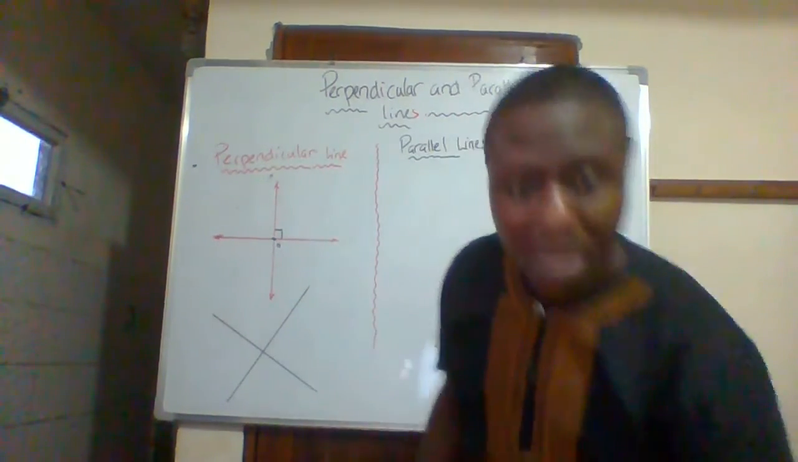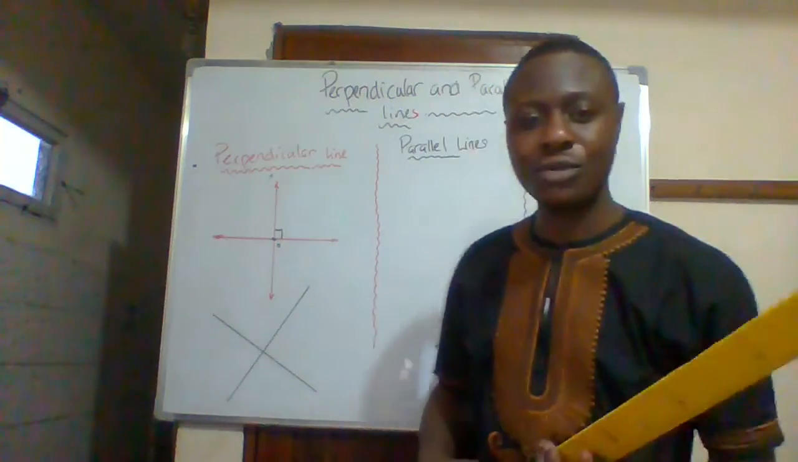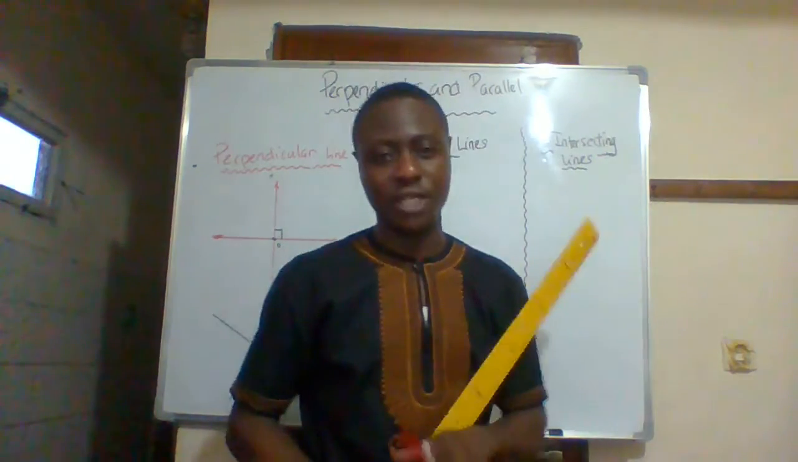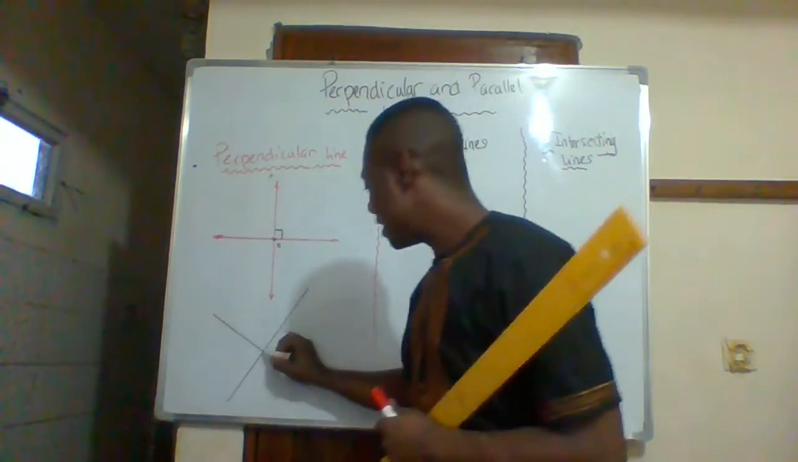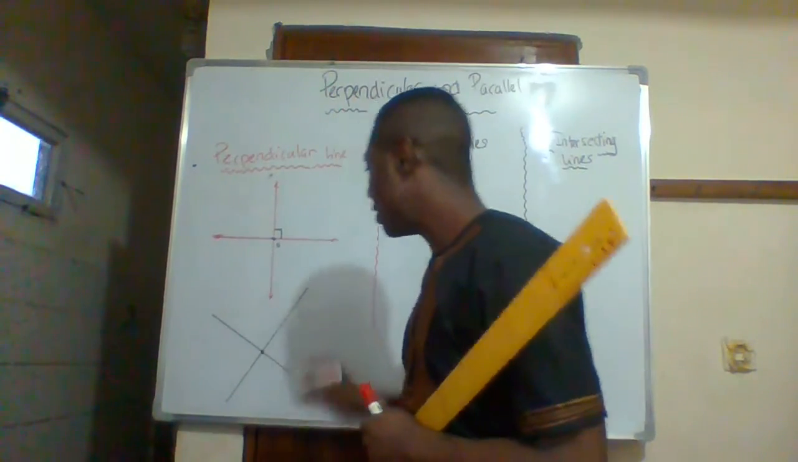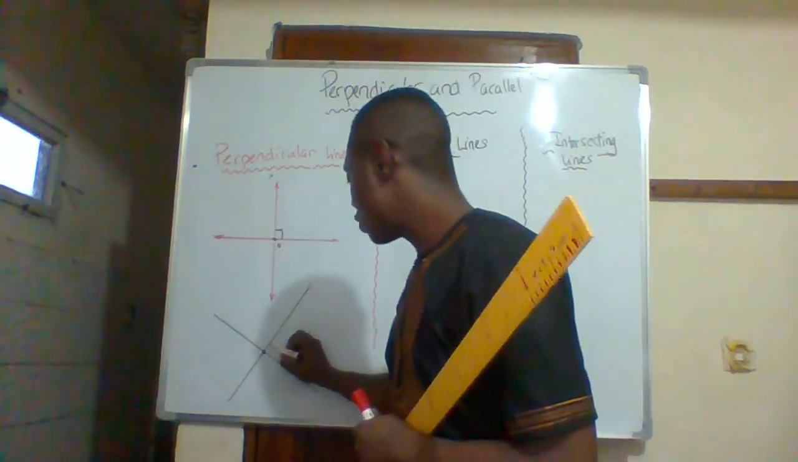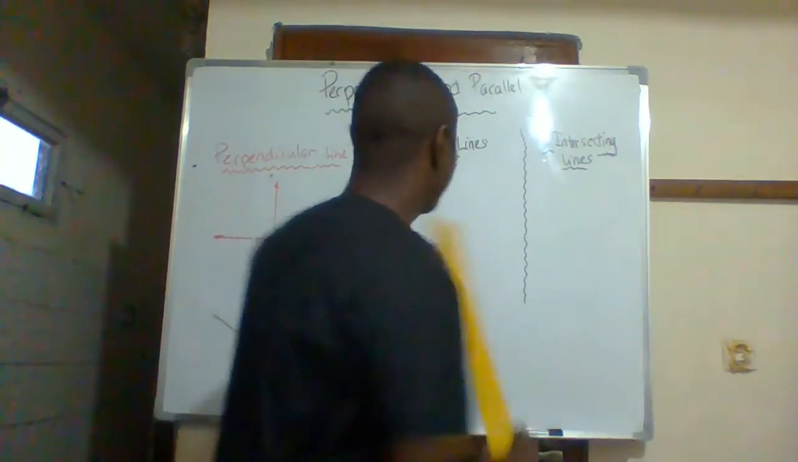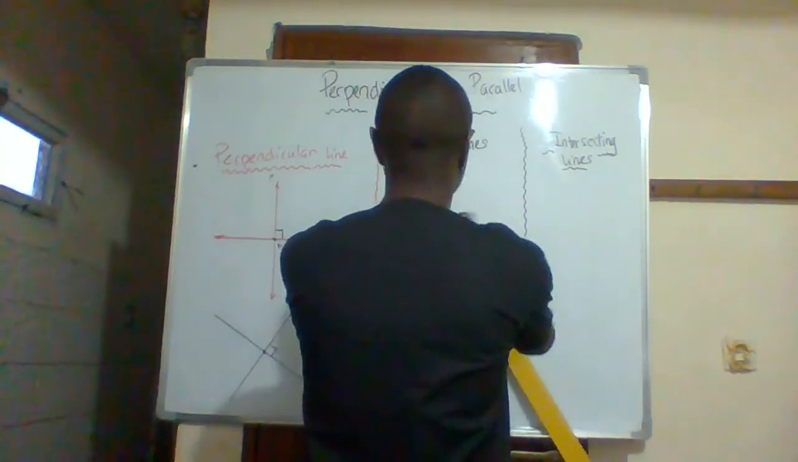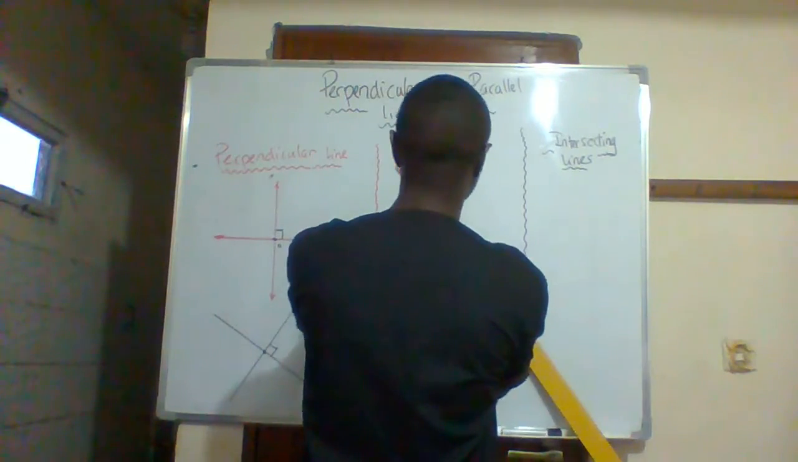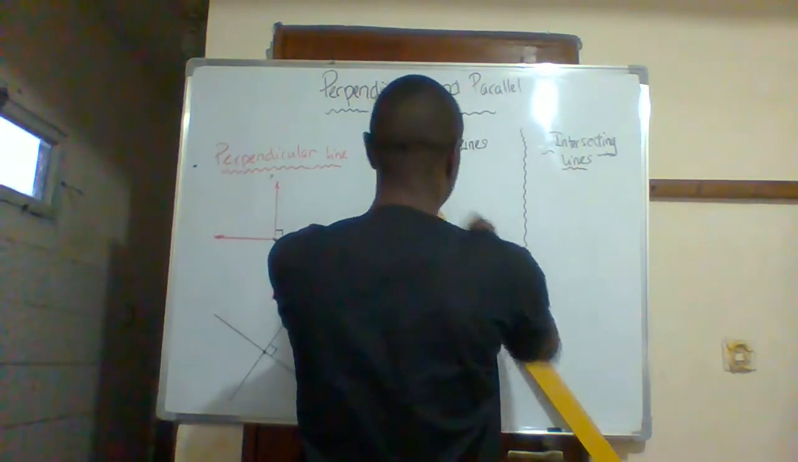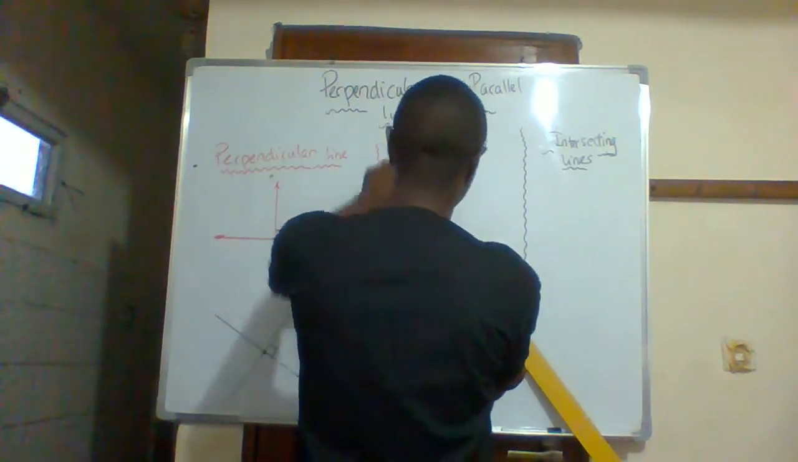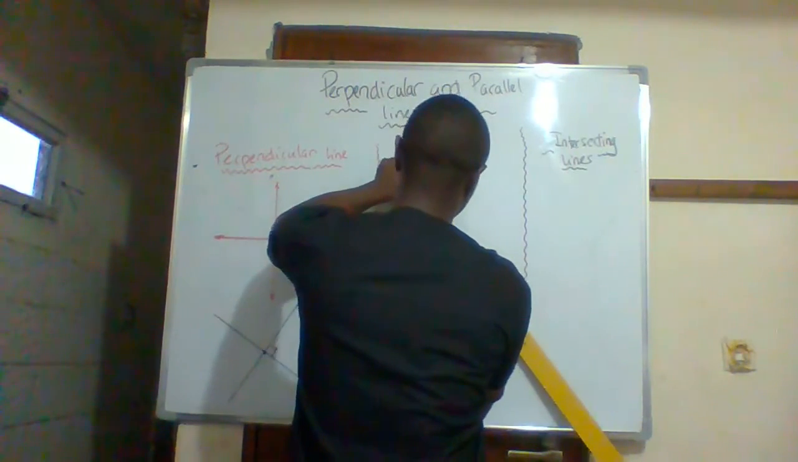Now let's talk about parallel lines. Parallel lines are two lines that never meet each other. You see, with the perpendicular lines, they cross each other in a point, and they make a square corner. But as for parallel lines, they are lines that will never cross each other until the end of the world. They keep going forever.